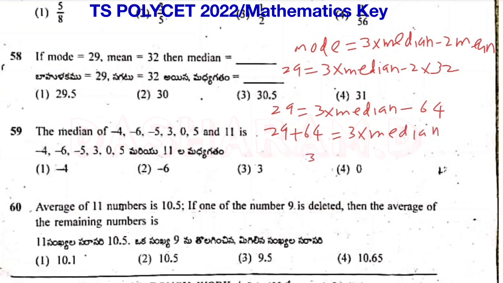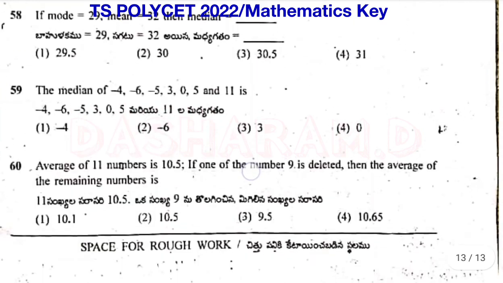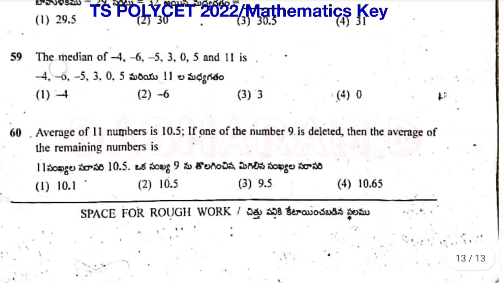29 plus 64 equals 3 into median. 9 plus 4, 13, 1 carry. 93 equals 3 into median. 93 divided by 3 equals median. 3 threes are 9, 3 ones are 3, so 31. Option 4 is correct. Next, question number 59.